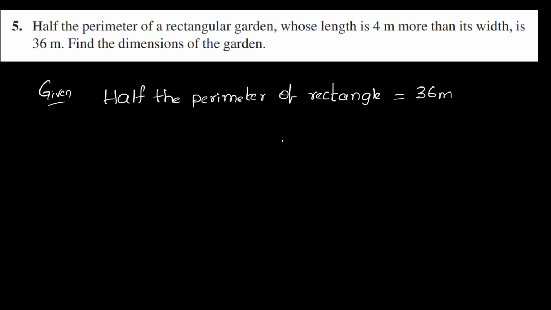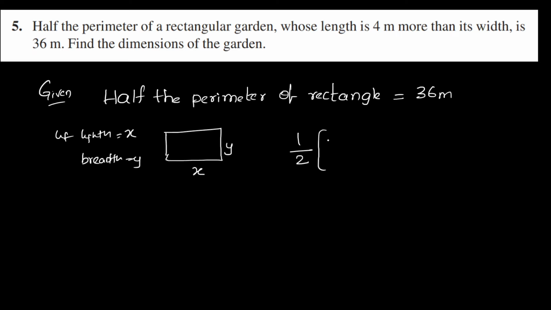Now, what is the perimeter of a rectangle formula? 2 into (L plus B). So, let length be X and breadth be Y. Half the perimeter is 36. What is the perimeter? The perimeter is 2 into (L plus B). So half into 2 into (L plus B) is equal to 36.